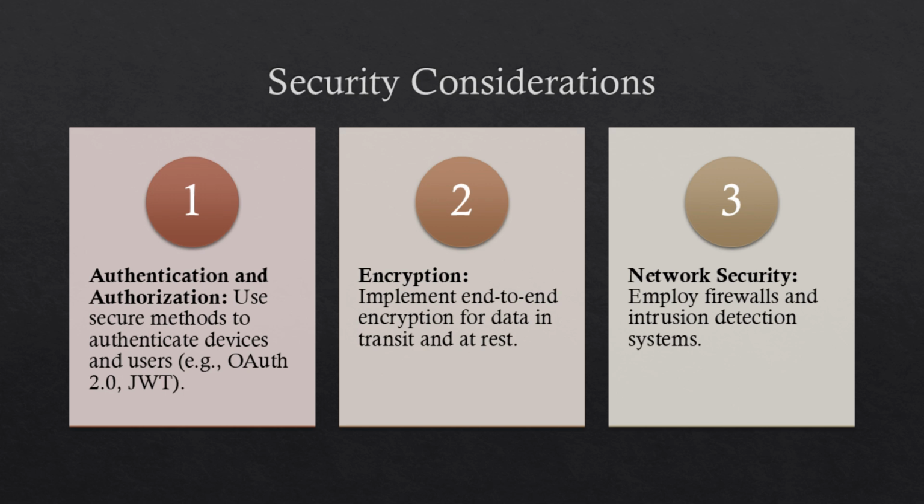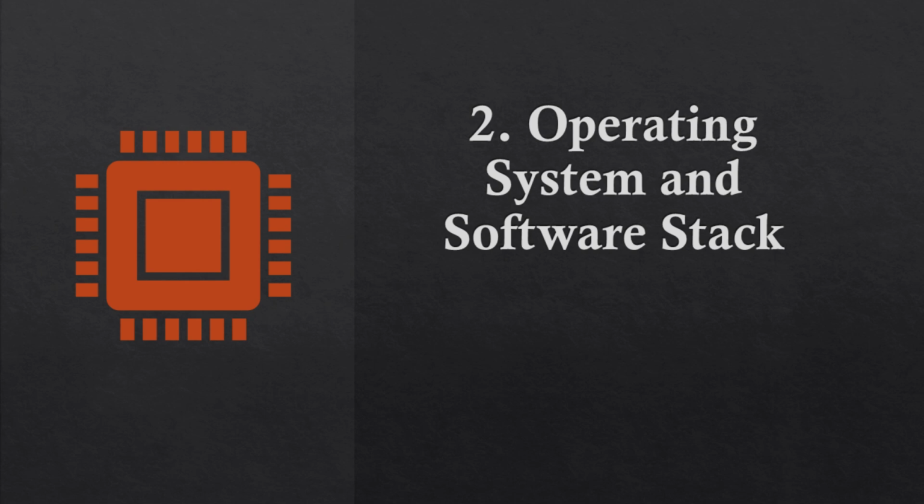In summary, our hybrid edge cloud architecture efficiently bridges the gap between real-time data processing and advanced analytics. By thoughtfully integrating edge devices, robust communication networks, scalable cloud services, and user-centric interfaces, all underpinned by strong security measures, we've developed a system that's not only powerful and flexible but also secure and reliable for industrial applications. Next, we'll delve deeper into the operating system and software stack that powers our edge computing devices.